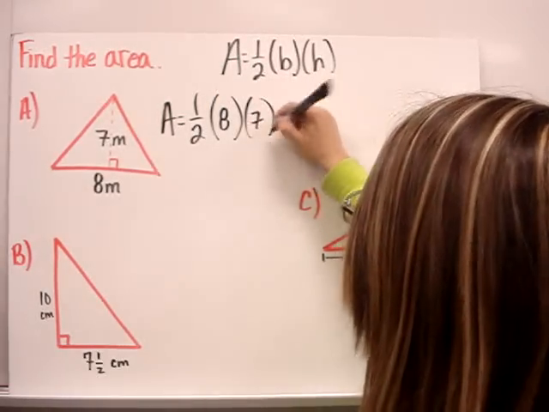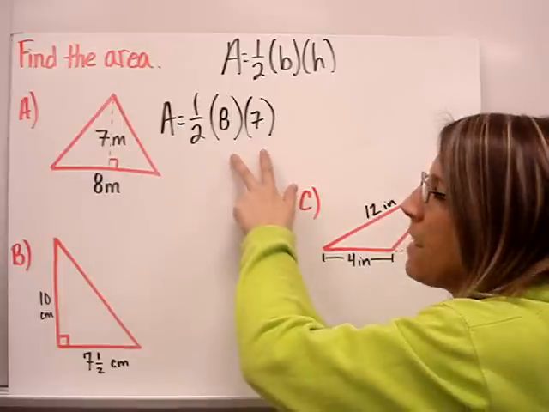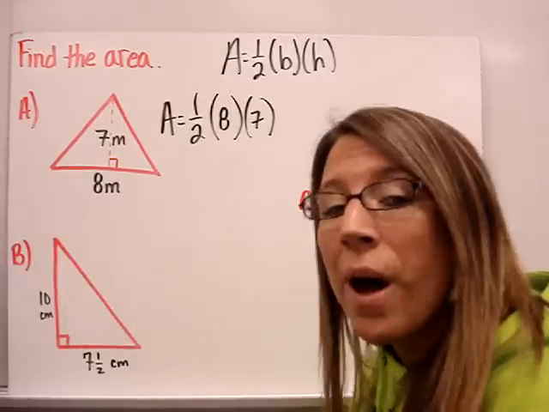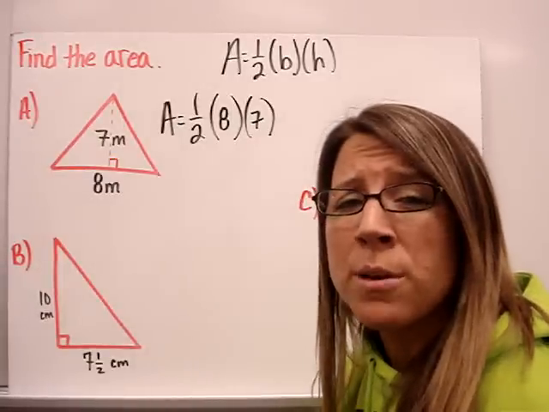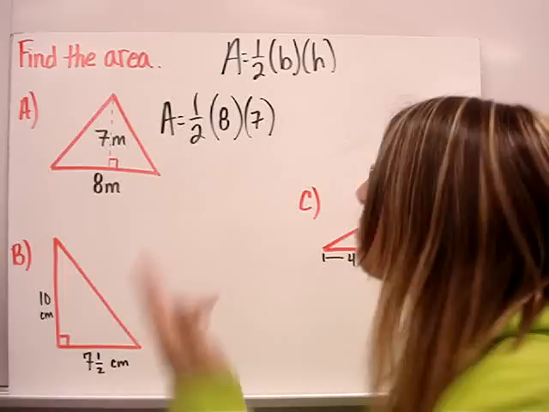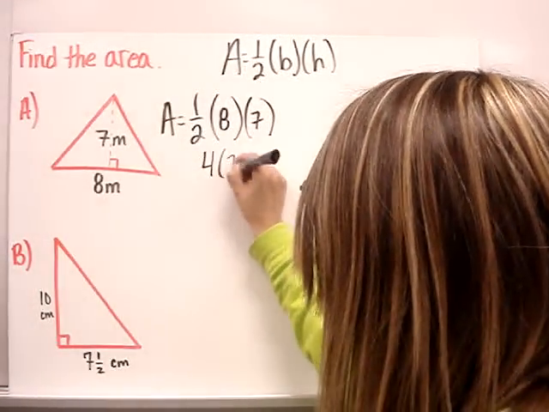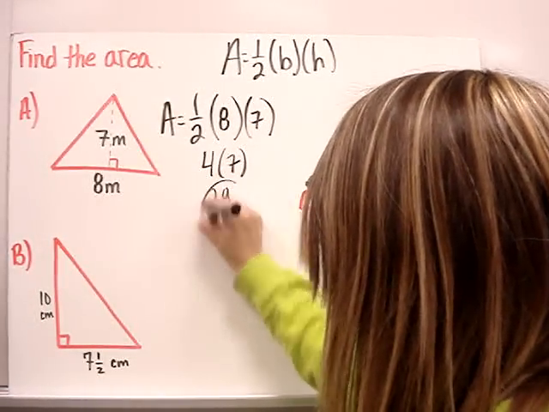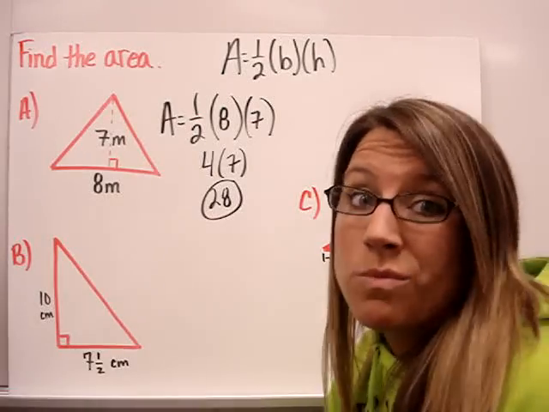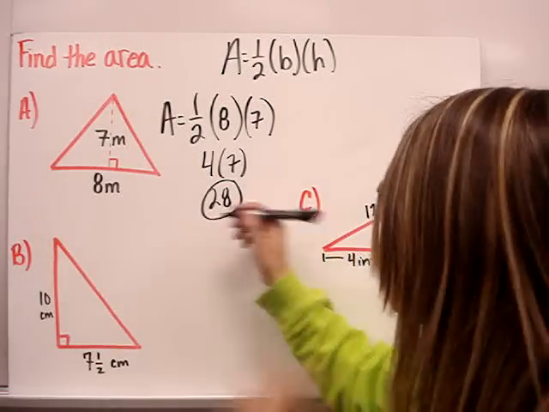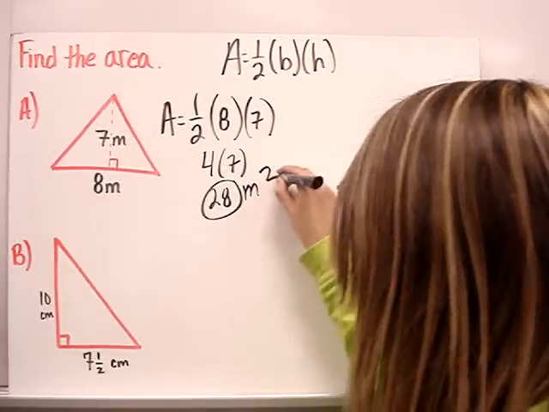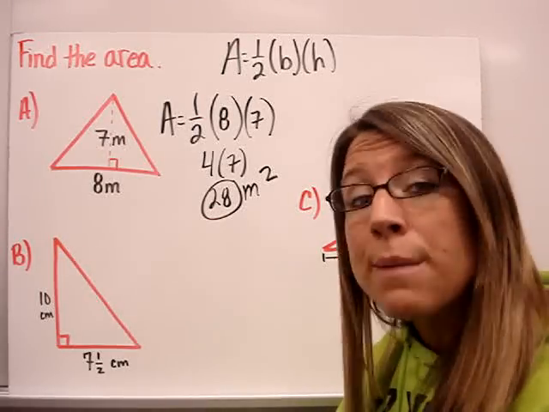Now the cool thing about this is I don't have to multiply 8 times 7 and then divide them by 2 if I don't want to. Because of the commutative property of multiplication, I can multiply 1/2 times 8 first, which is 4, and then 4 times 7 is 28. And that is very easy, right? So 28, it would be meters squared. I have to be careful to make sure I put an appropriate label on my answer.